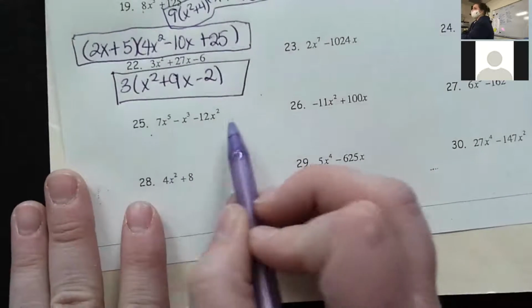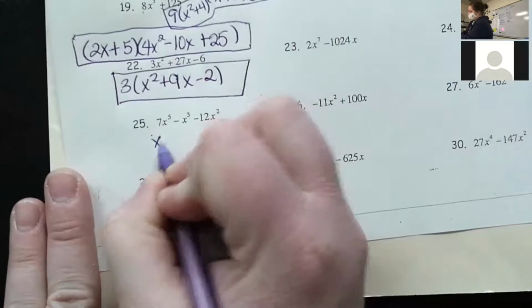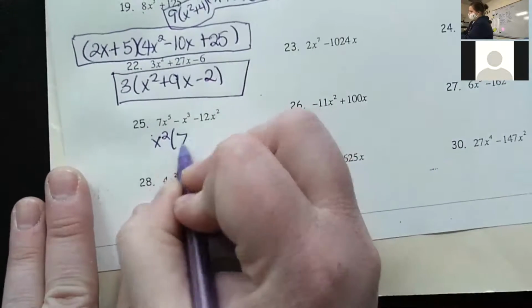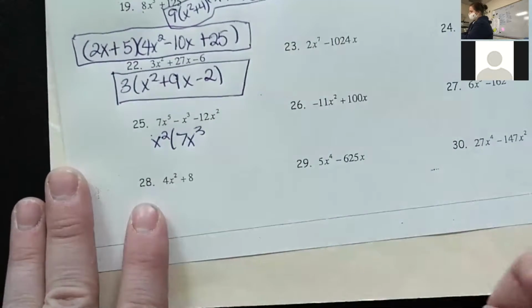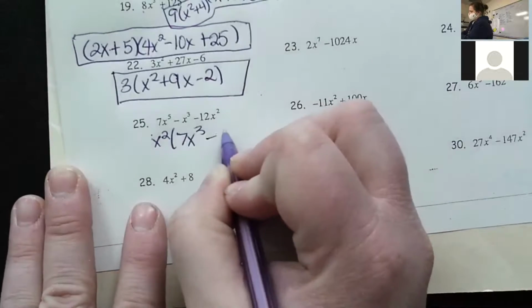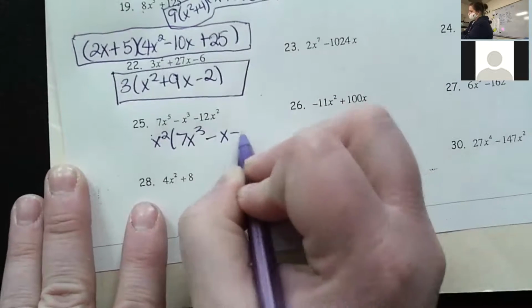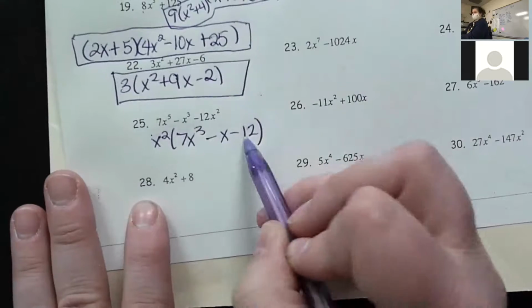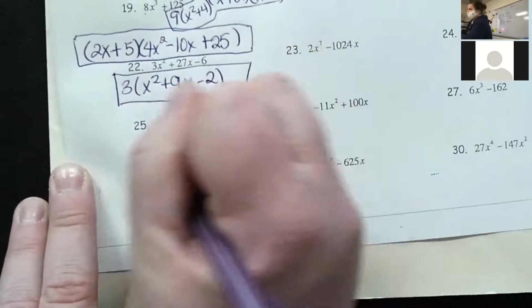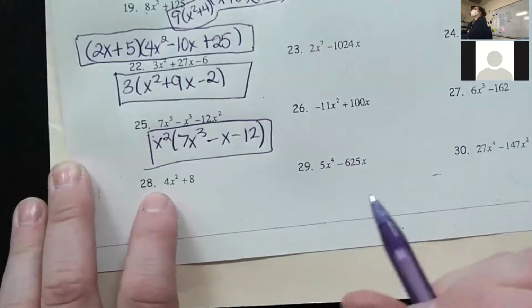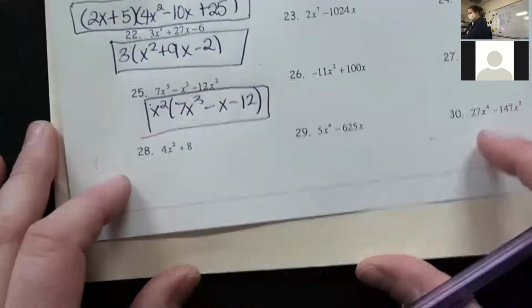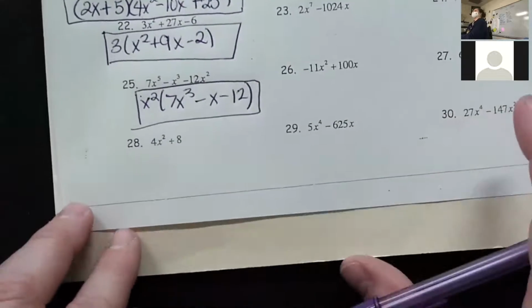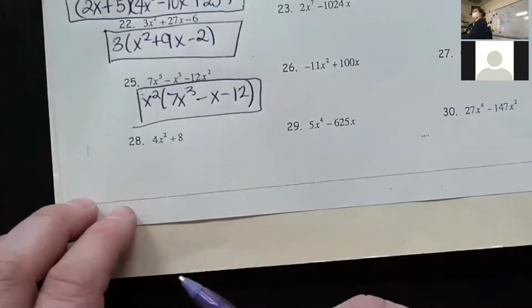What can we do? X. So I'm left with 7x to the 3rd minus x minus 12. Do I know how to do anything with 3 terms? Nope. Not yet. Don't forget the yet in there. I know you're excited about next week. Nope yet. Nope yet. I love it. Real good English, aren't we?